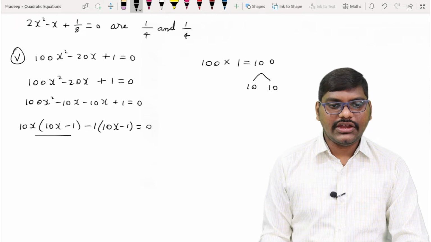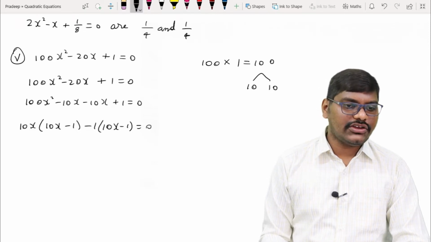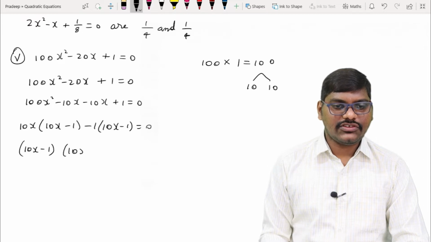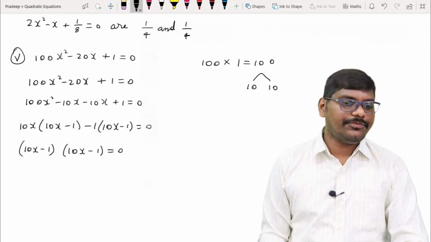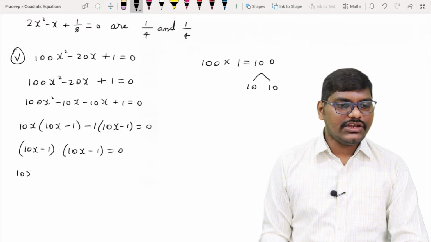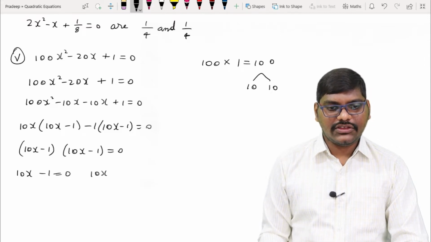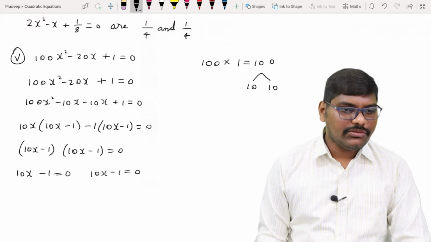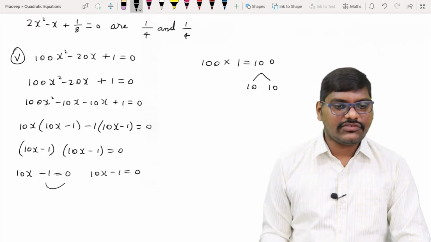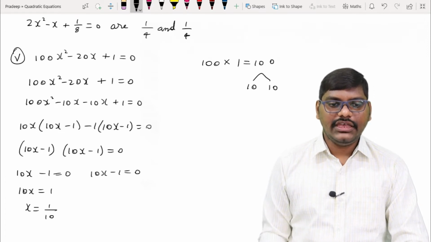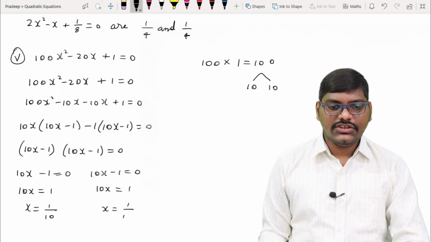So here and here 10x minus 1 is common. So I can take that out. So the remaining value is 10x minus 1 equal to 0. Right? So this I'll write separately, 10x minus 1 equal to 0. But I've understood this very clearly. If I send this one to the other side, this is becoming 10x equal to 1 and x equal to 1 by 10, okay? So this also, 10x equal to 1, x equal to 1 by 10.